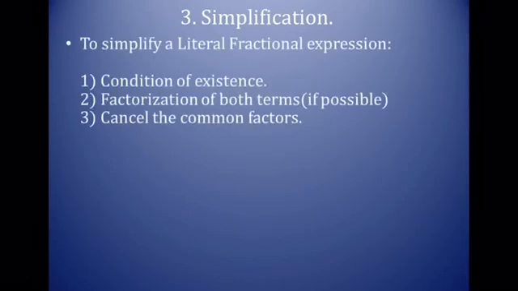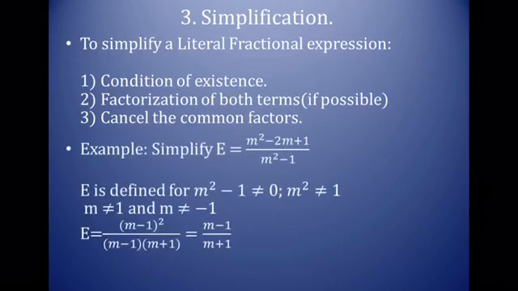How to simplify? To simplify a literal fractional expression, first we must find the condition of existence. Then we factorize both terms, numerator and denominator, if we can factorize. Then we cancel the common factors. For example, here we have a fraction. Condition of existence: the denominator must be different than 0. So m in this case must be different than 1 and different than minus 1.